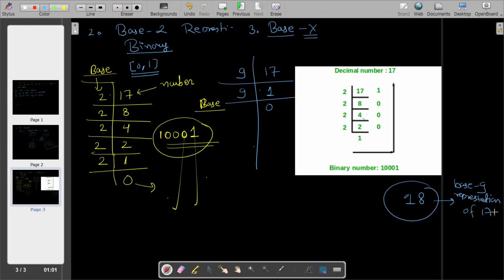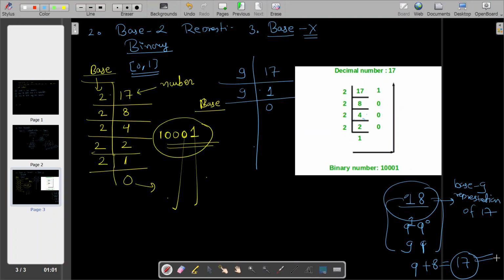Now, how to know whether it's correct or not? 9 to the power 0, base to the power 0, base to the power 1, and 2 digits are there, so no need to go ahead. So this is 1, this is 9, multiply 8 plus 9, so this is nothing but 17. So what does it mean? We are doing it the correct way.